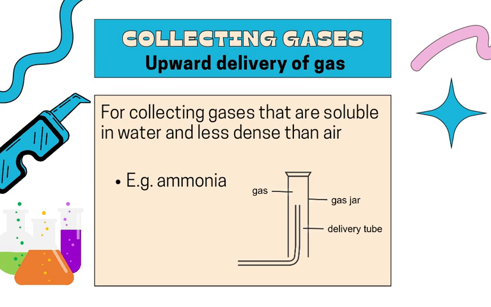Now the last gas collection method, you have the delivery tube going upwards. This is called the upward delivery. Whether it is soluble or insoluble doesn't make a big difference. However, the density is very important. It must be less dense than air. When you work out ammonia, the Mr of ammonia is 14 plus 3 × 1, so this is 17. It's definitely less than the Mr of air, which is a rough estimation of around 28 to 30. Therefore, ammonia can be collected upward.